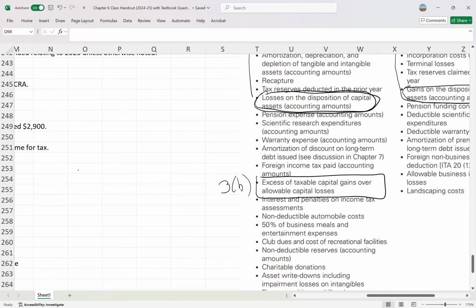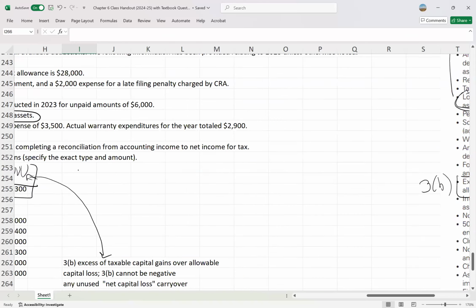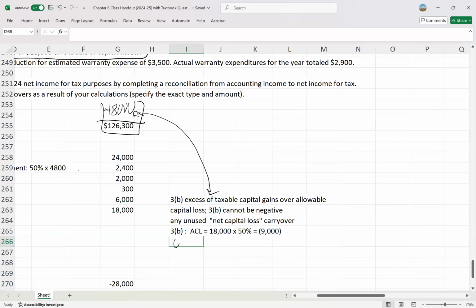If we have excess of taxable capital gains over allowable capital losses, we would have to add that amount when we do this reconciliation. But because in our example, 3B is equal to 0, we don't have to make any adjustments because we don't have any taxable capital gains. All we have is an allowable capital loss. And because this amount is unused, what that means is we're going to have a net capital loss carryover of $9,000.